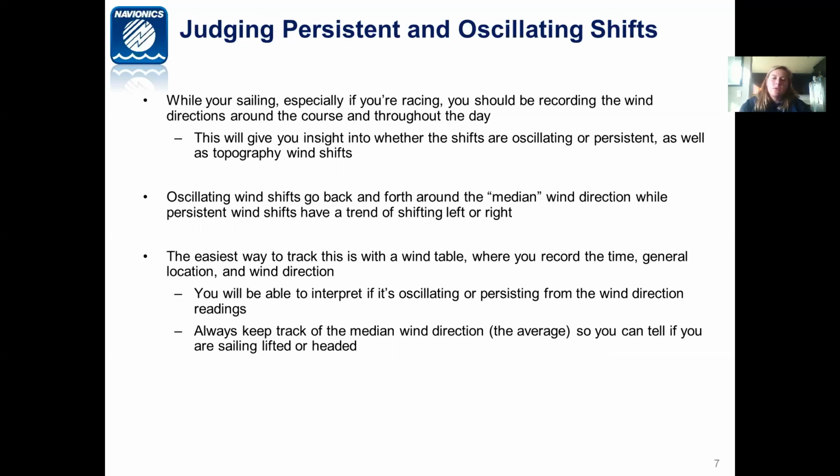So the easiest way to track this is going to be a wind table. I usually record the time, my general location, whether it's start line, windward mark, leeward mark, and then the wind direction. From the table, you should be able to interpret if it's oscillating just by looking at the wind directions. It's a way to help keep track of what that average wind direction should be, and it'll let you tell whether you're lifted or headed.